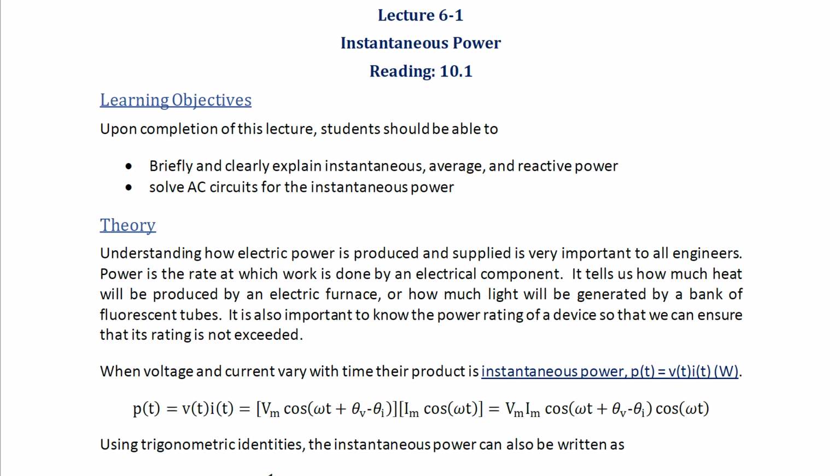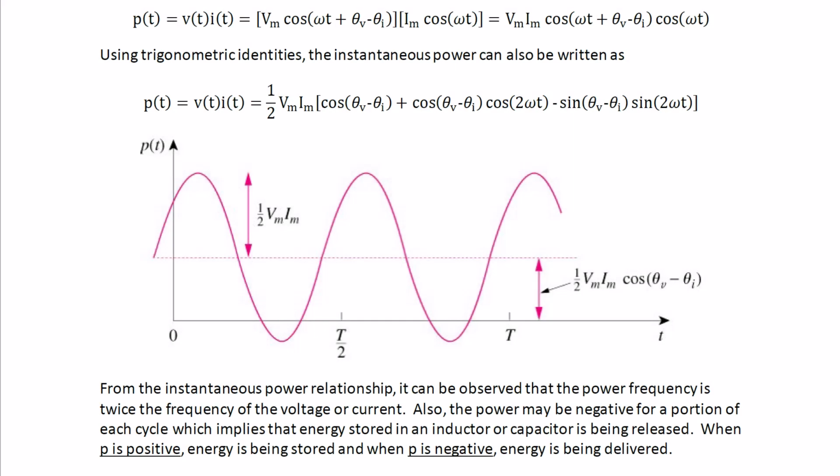When voltage and current vary with time, their product is instantaneous power, p(t) equals v(t) times i(t), and it has units of watts. We can represent that as Vm cosine(omega t plus theta V) times Im cosine(omega t plus theta I). Using trig properties, we can rewrite the instantaneous power as 1/2 Vm Im cosine(theta V minus theta I) plus cosine(theta V minus theta I) times cosine(2 omega t) minus sine(theta V minus theta I) sine(2 omega t).